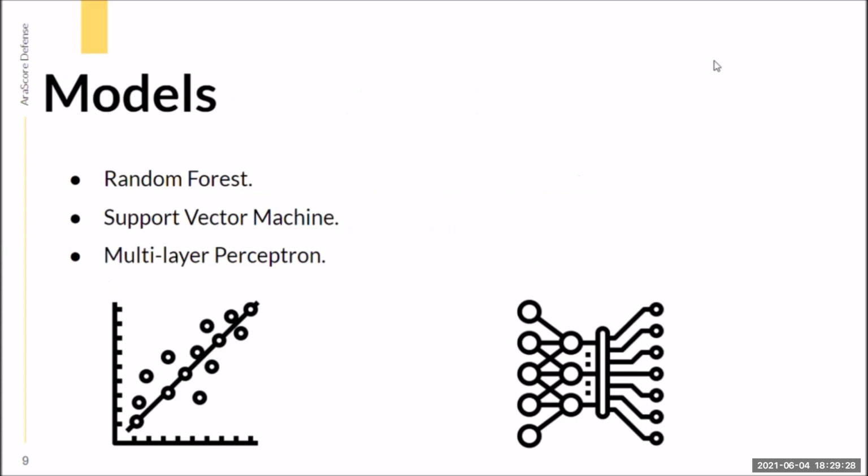So we approach the task using 2 methods. We approach it as a classification task and as a regression task with the score approximation. We used 3 different models to implement our system. We used the random forest and a support vector machine, and finally a multi-layer perceptron.